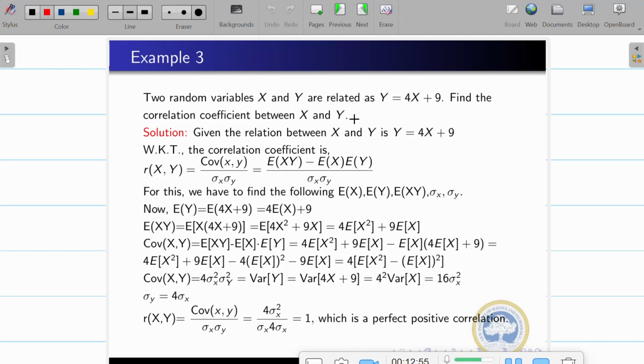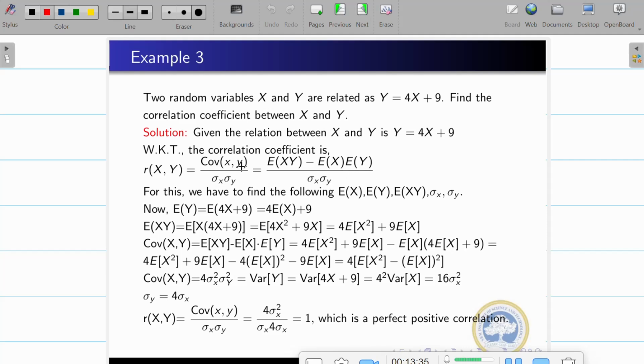Two random variables x and y are related as y is equal to 4x plus 9. We have to find the correlation coefficient between x and y. For the past two problems, we were given x and y's joint PDF. Now we are asked to find the correlation coefficient where y is dependent on x and the relation is given explicitly, y is equal to 4x plus 9, right? We know the correlation coefficient formula is covariance of x comma y upon sigma x sigma y, which is expectation of xy minus expectation of x and expectation of y, by sigma x sigma y.